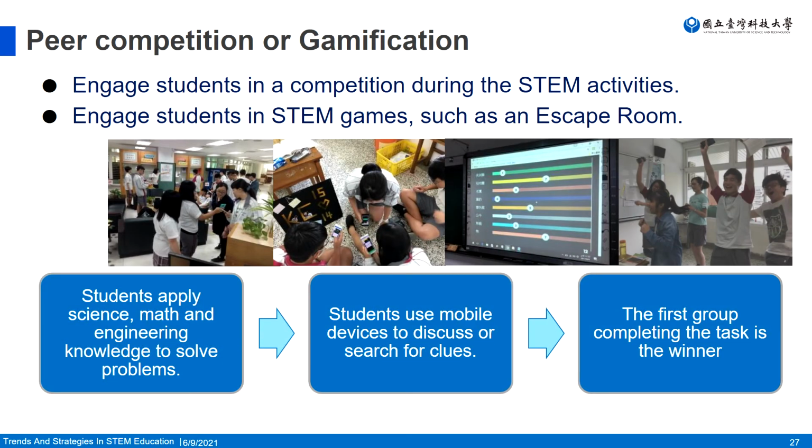Peer competition or gamification is the strategy that engages students in a competition during the STEM activity. For example, the teacher can design a STEM game called an escape room. In this activity, students apply science, mathematics, and engineering knowledge to solve problems. Then they can also use mobile devices to discuss or search for clues. And the first group that completes the task is the winner.